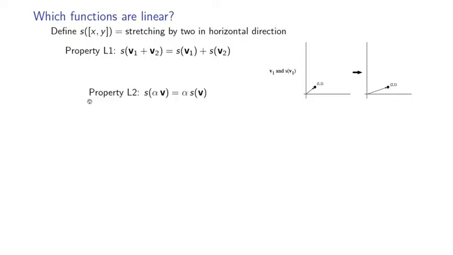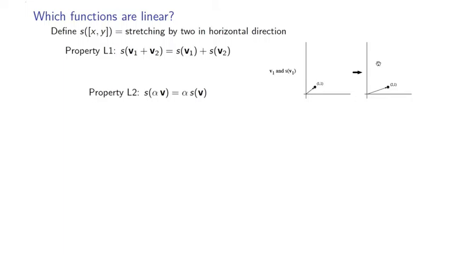The other property of linear functions, property L1, requires that for any scalar alpha and any vector v in the domain, s(alpha v) is the same as alpha times s(v). Let's illustrate this property using our vector v1 from the previous example. Remember, here's the image, s(v1).